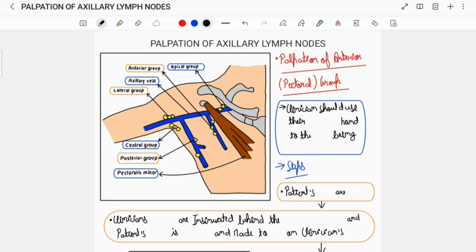For palpation of the anterior or say the pectoral group of axillary lymph nodes, the clinician should use their opposite hand to the side being examined. For example, to palpate the right side of the patient, the clinician should use his or her left hand.